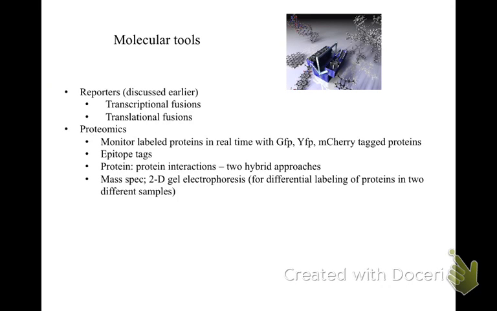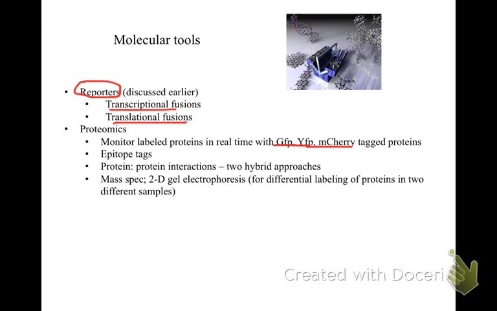In this last section, I want to go over a few more molecular tools. I'm not going to talk about transcriptional and translational fusions. We've talked about those before using reporters such as LacZ or GFP, for example. I'll mention a few more techniques that involve using GFP and its other varieties such as YFP, yellow fluorescent protein, or mCherry, which is red.